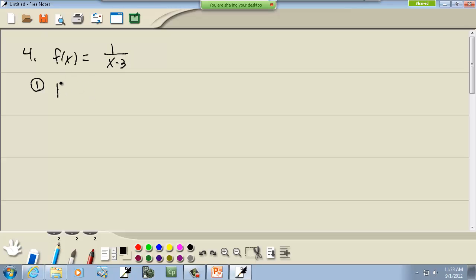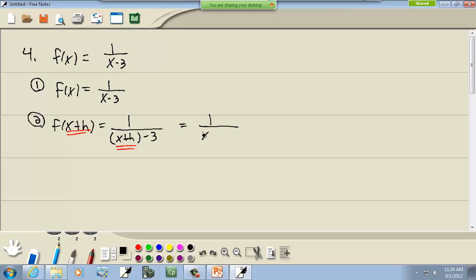First step, identify f of x. Well, that's 1 over x minus 3. Very easy. Step 2, we want to find f of x plus h. And again, this is evaluating a function, so wherever x is, we'll put in parentheses. Now, whatever's inside parentheses here will automatically go in over here. So we'll put in x plus h there. So that gives us 1 over x plus h minus 3. And then step 3, plug it into our formula.